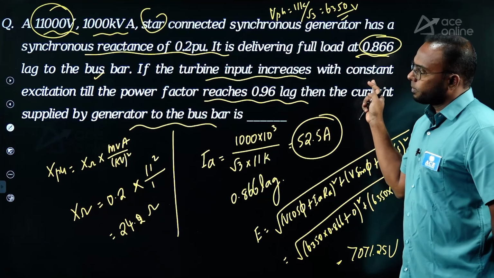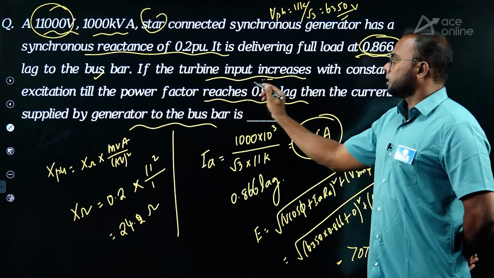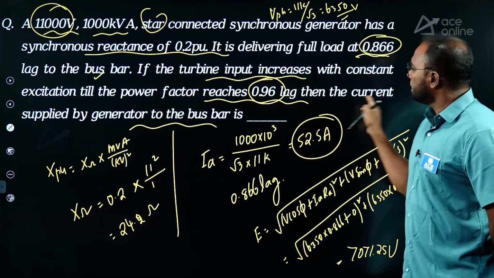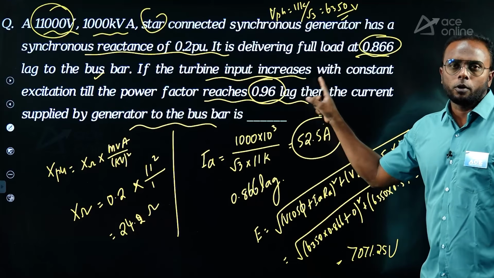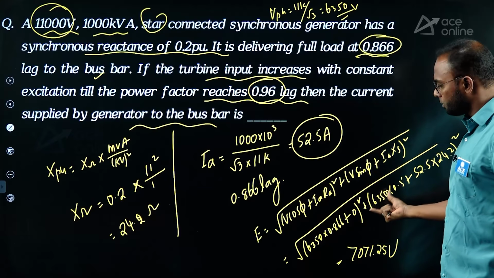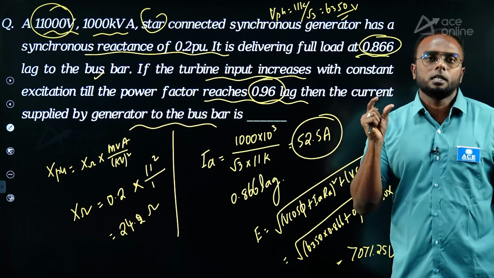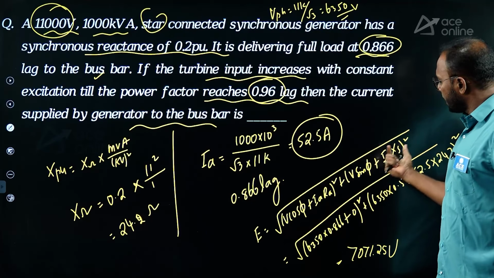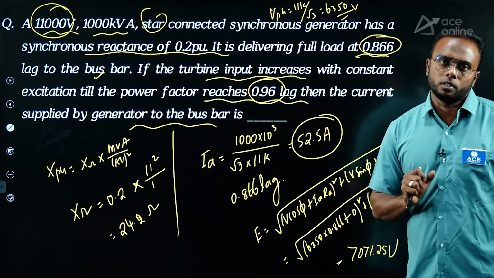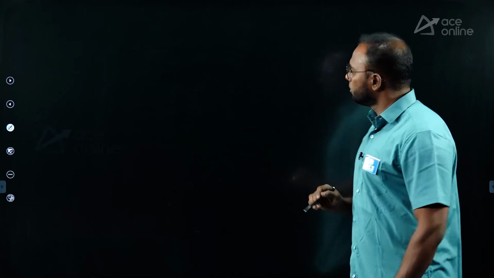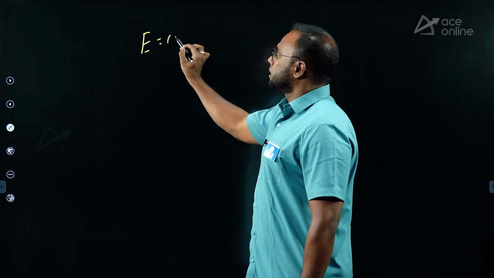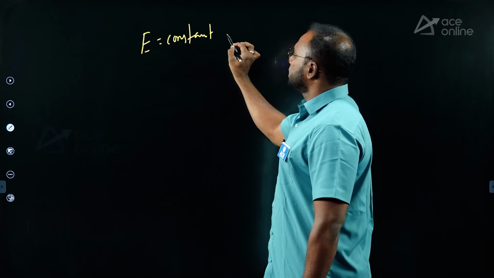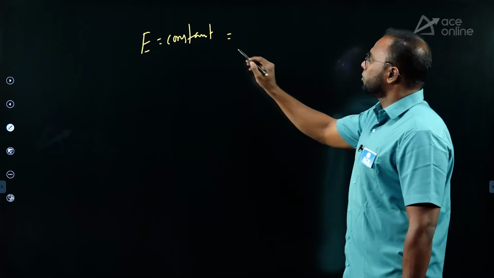If it increases till the power factor reaches 0.96, what is the current delivered by the generator at this power factor? Now we use the same equation again. What is the EMF even at 0.96 lag? Same EMF, 0.96 power factor, sin phi will change. At that time the current IA is unknown. The remaining parameters, V and XS, will not change; only IA is unknown for us. As the turbine input increases till the power factor reaches 0.96 lag, the EMF remains constant as the excitation is constant. What is that value? 7071.25.